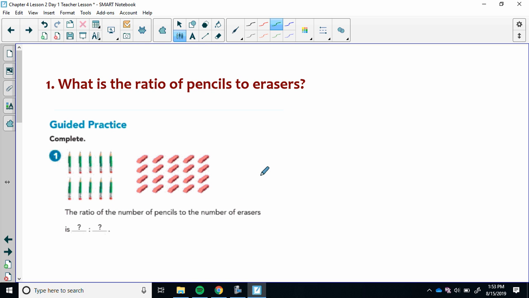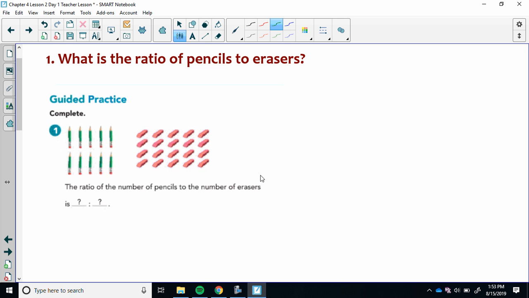What is the ratio of pencils to erasers? So just to get us back in the habit of doing ratios, pencils to erasers. So if we count the number of pencils, we're looking at 10. Number of erasers would be 20.